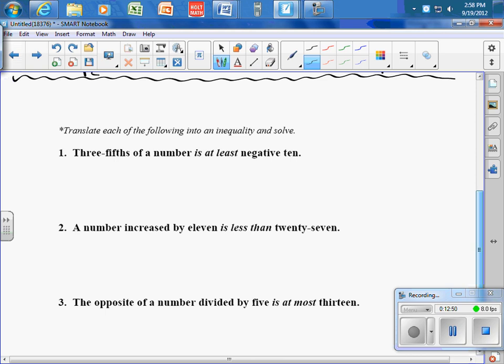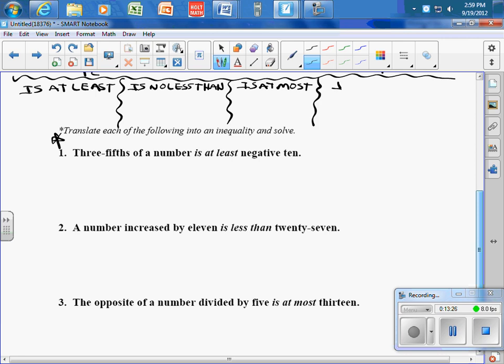Now, the reason why I wanted you to leave a space here is because whenever you're solving story problems with inequality signs, you're going to run into certain phrases down the road. Things like is at least, is no less than, is at most, and is no more than.